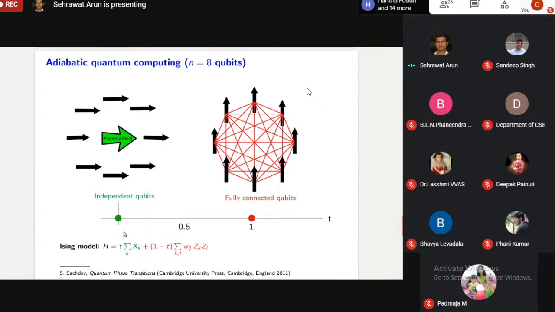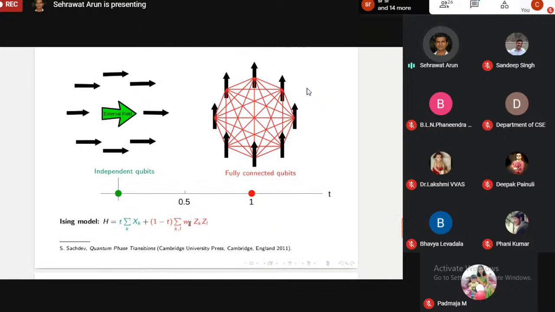Initially, this is my Hamiltonian, where all these spins are pointing in the x direction. With the 1-t factor here, at t equal to 0 the other part is 0. So all these spins are pointing in the x direction. Then you slowly change t and increase this part, which means there is an interaction. This W is the interaction strength between the ith spin and the jth spin. The mutual interaction between spins is favored in the z direction, and the external field is applied in the x direction.